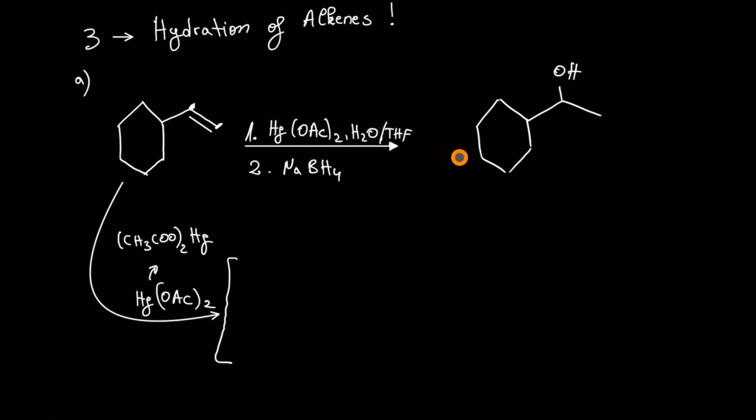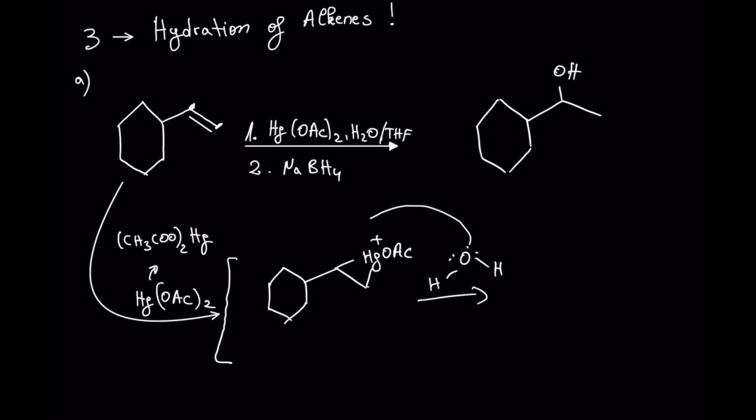So in terms of mechanism, we can first do the oxymercuration process. So we are going to have something like this. And after that, a water molecule is going to attack the more substituted carbon and move this to stabilize the cation, and we have the formation of an intermediate.